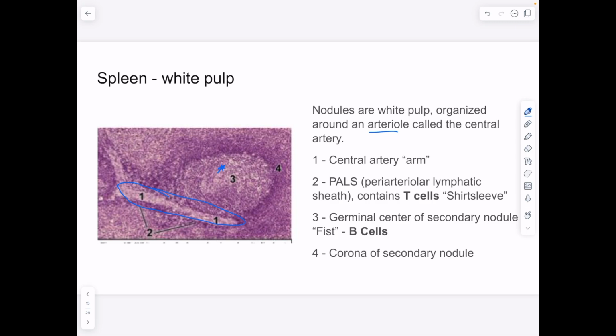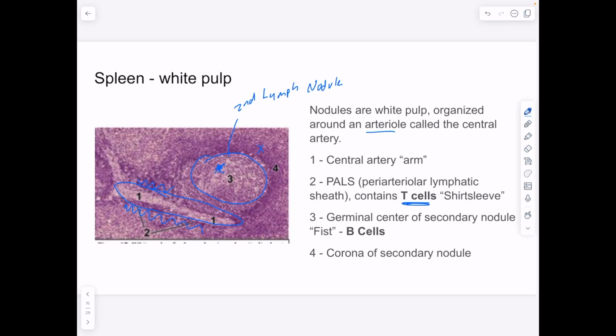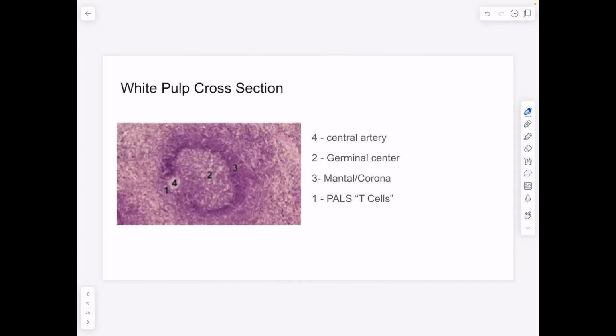And then around that, if you're wearing a long sleeve shirt, that would be the PALS region, which we call the periarterial lymphatic sheath, and that contains a bunch of T cells. And then we have the white pulp right here, which is our node, and this is a secondary lymph nodule. Just like before, you have the germinal center with the developing B cells, and then you have the mantle or corona on the outside with the B cells that are inactive, unless they have been activated by an antigen.